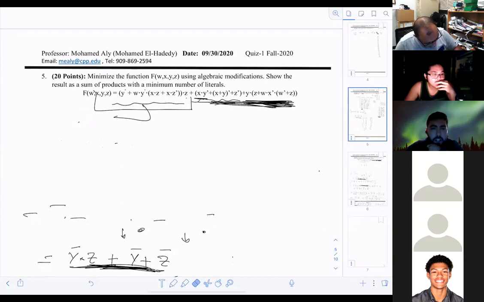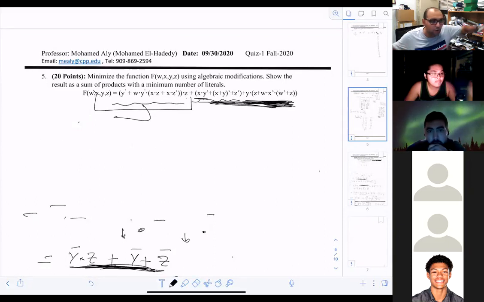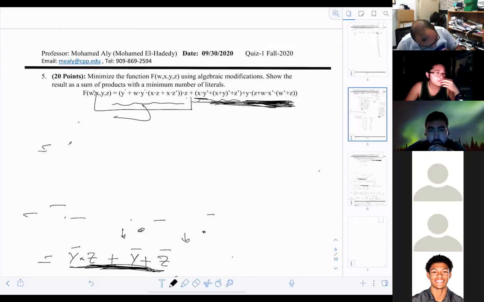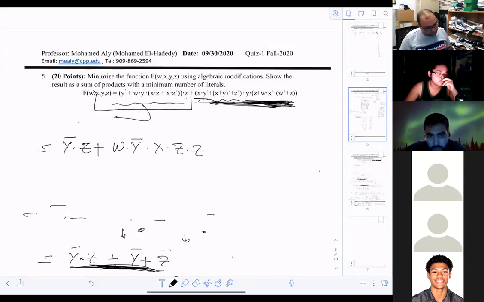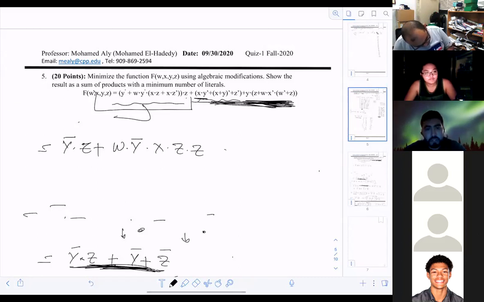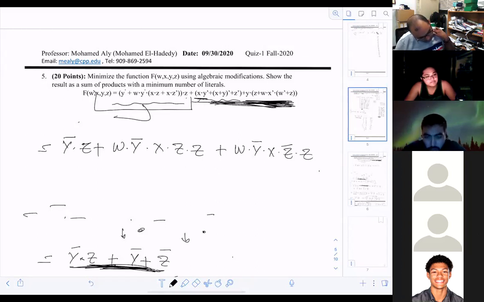Look. I think the best way to do it is to actually completely open it, take all the things term by term. So look here, right? It is Y complement Z, right? Then there's going to be W, Y complement X, Z, Z, right? Then, W, Y complement X, Z complement Z, right? Yeah.